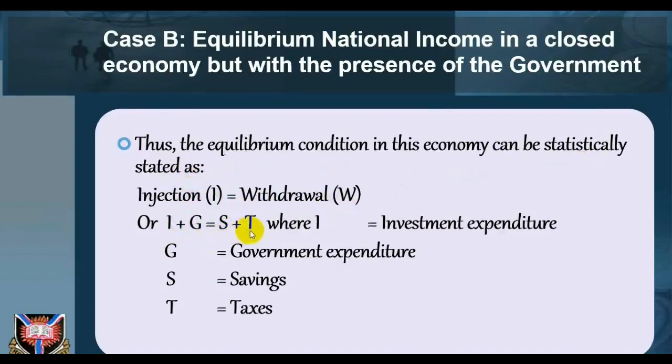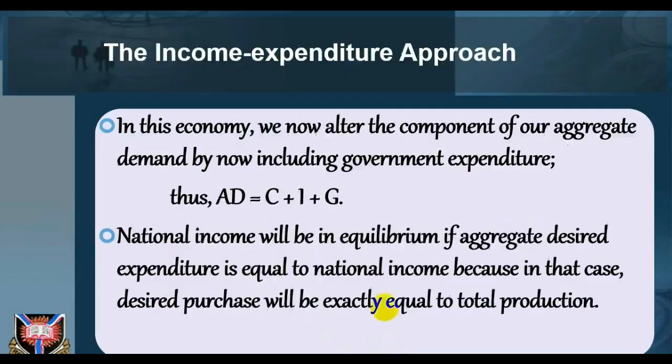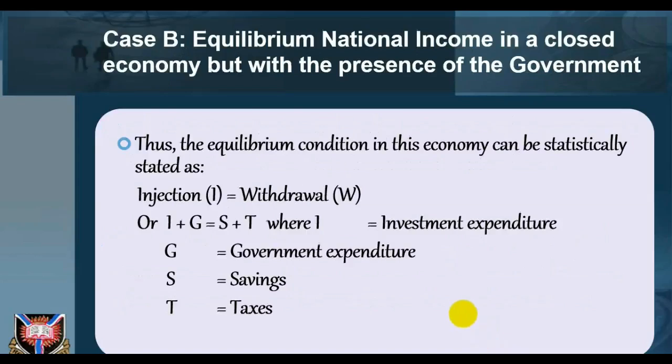The income expenditure approach in this economy will now alter the components of our aggregate demand by including government expenditure. Thus, aggregate demand AD equals C, consumption, plus I, investment, plus G, government expenditure. National income will be in equilibrium if aggregate desired expenditure is equal to national income, because in that case, desired purchases will be exactly equal to total production.